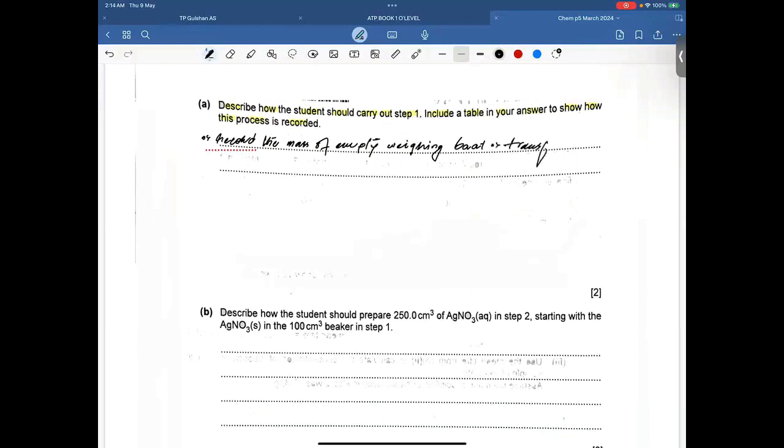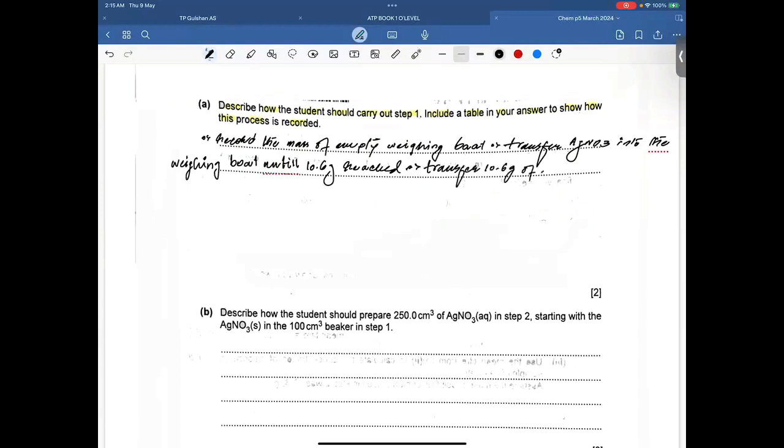Then transfer silver nitrate into the weighing boat until 10.6 gram is reached. After that, I need to transfer this 10.6 gram of silver nitrate into a 100 cm cube beaker. Transfer 10.6 gram of silver nitrate into the 100 cm cube beaker.